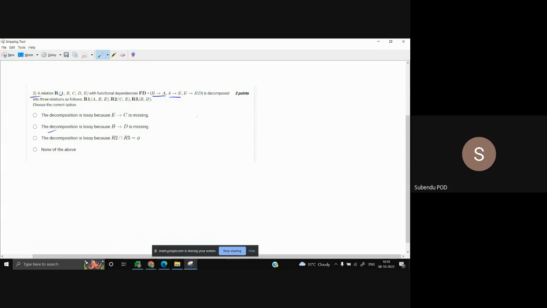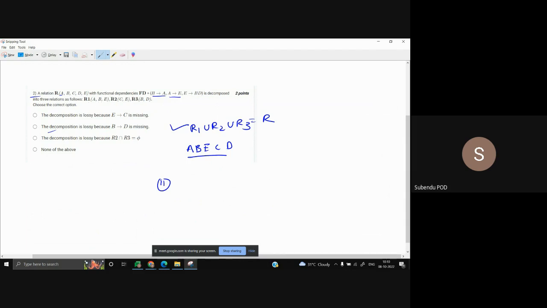First we have to check whether R1 union R2 union R3 equals R or not. If you find R1 union R2, what will you get? A, B, E, then C also, then D also. So you get A, B, C, D, right? So the first condition is true. Now the second condition is you have to see the common attributes.